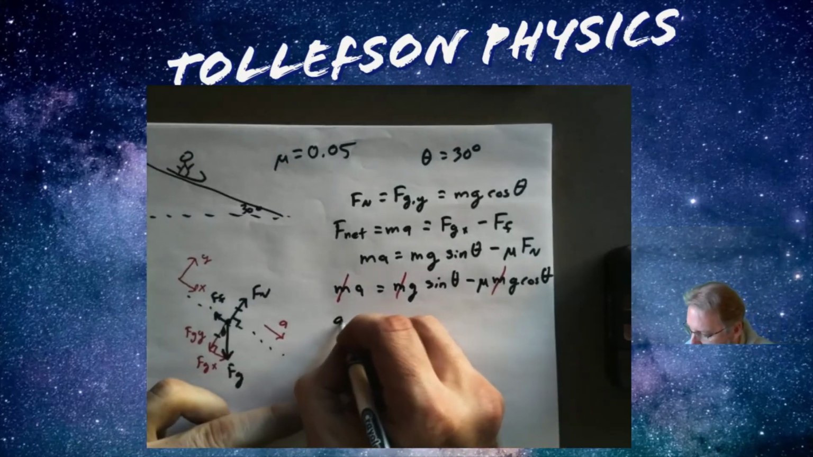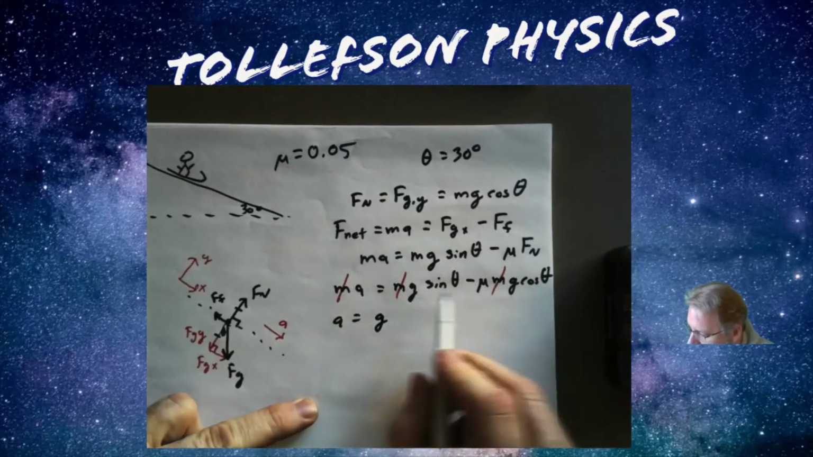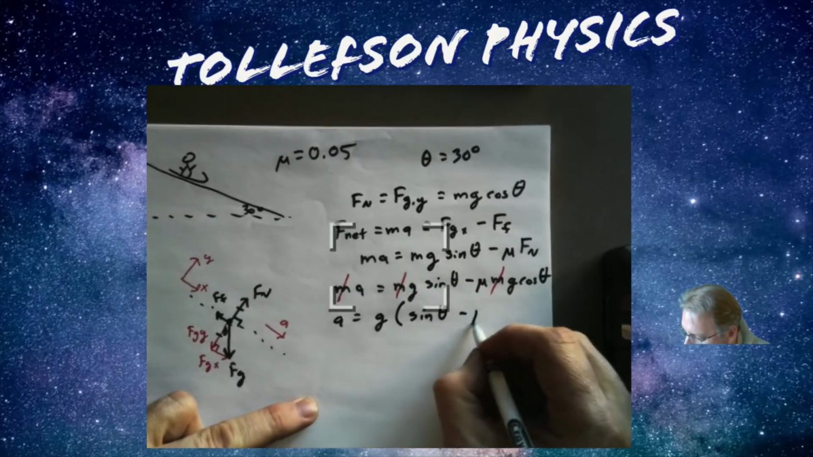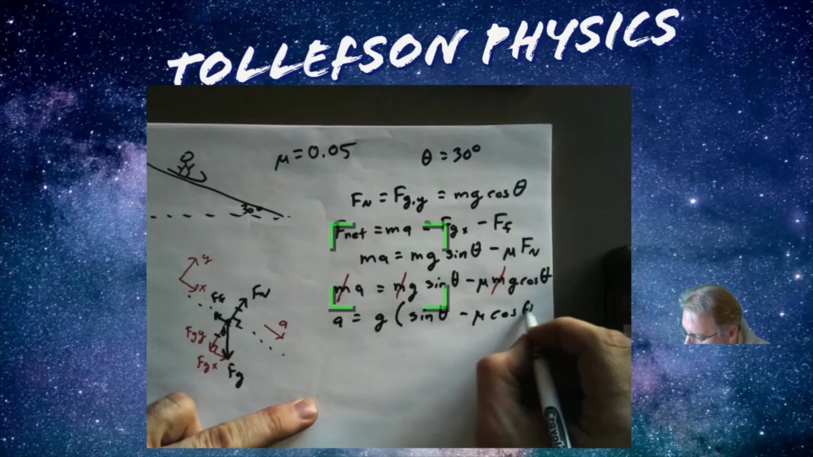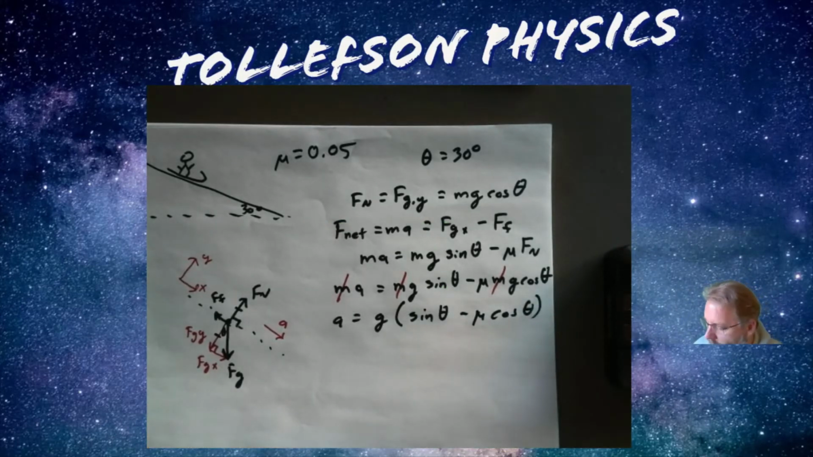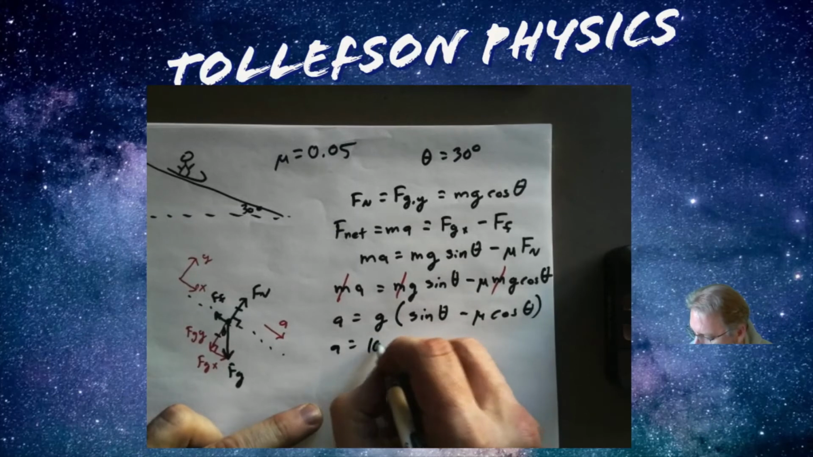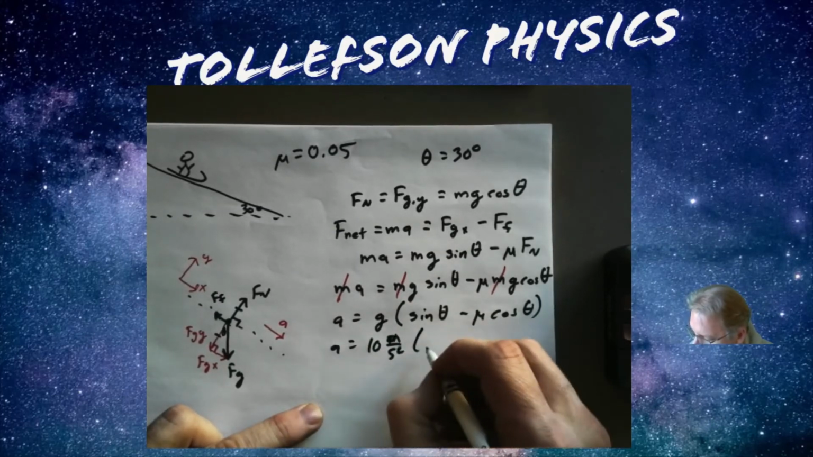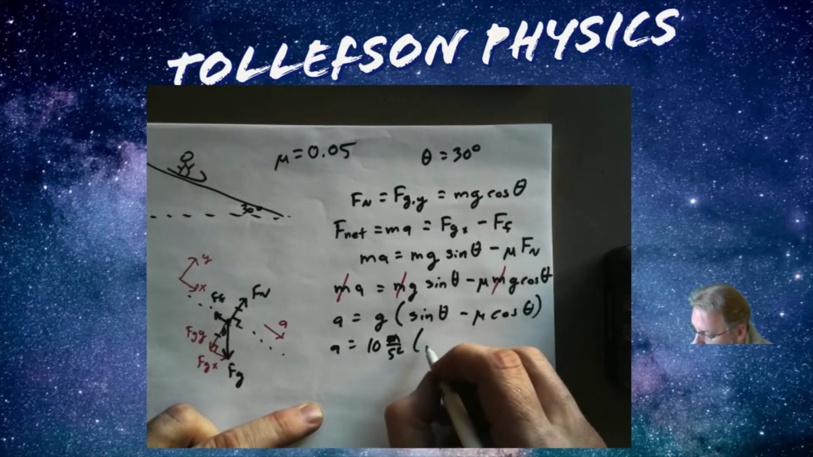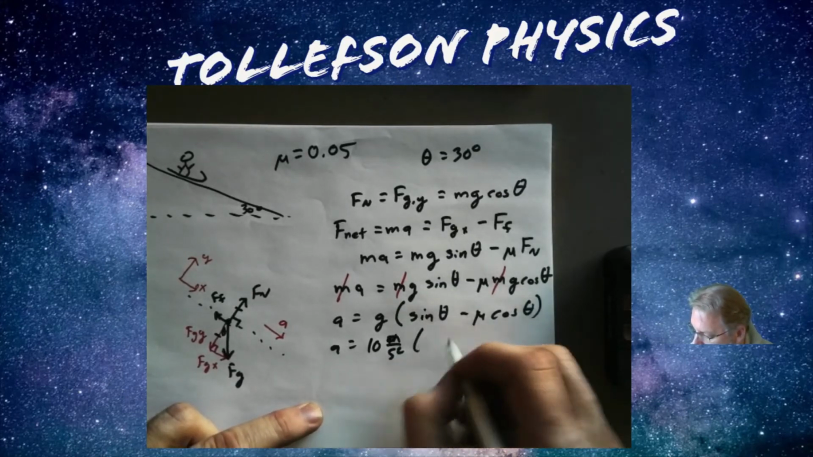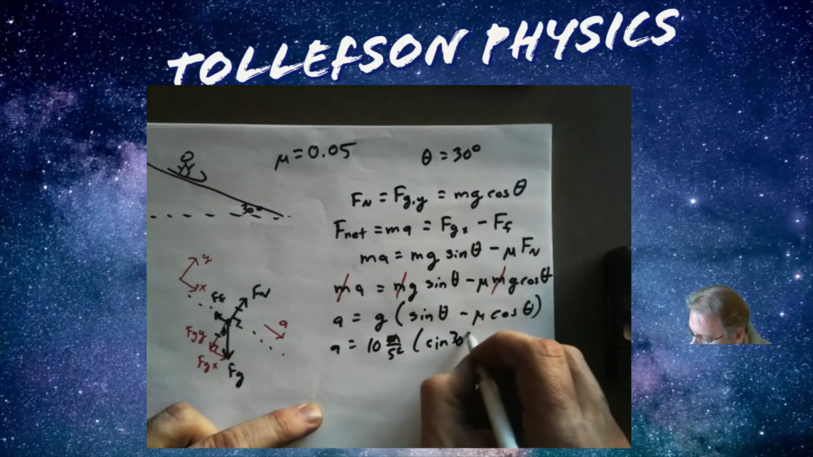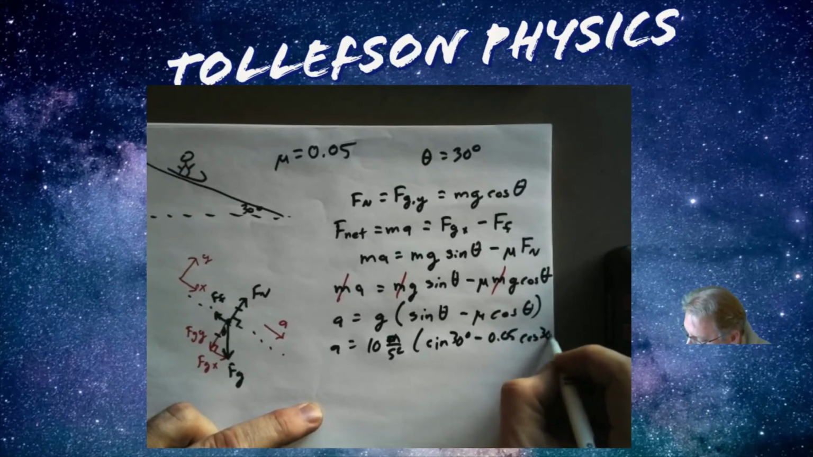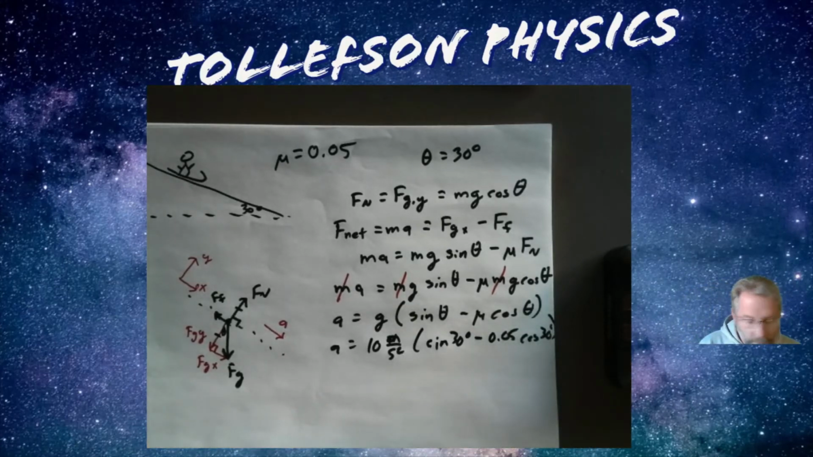All right, so then I get acceleration equals g, and I'm going to actually put g together, sine theta minus coefficient of friction cosine theta. So I just simplified that a little bit. So then it's a matter of substituting in numbers. Let's do meters per second squared. And then sine of 30 degrees is 1/2. Well, I'll just write it this way. So sine 30 degrees minus 0.05 cosine 30 degrees. Make sure your calculator is not in radians mode.